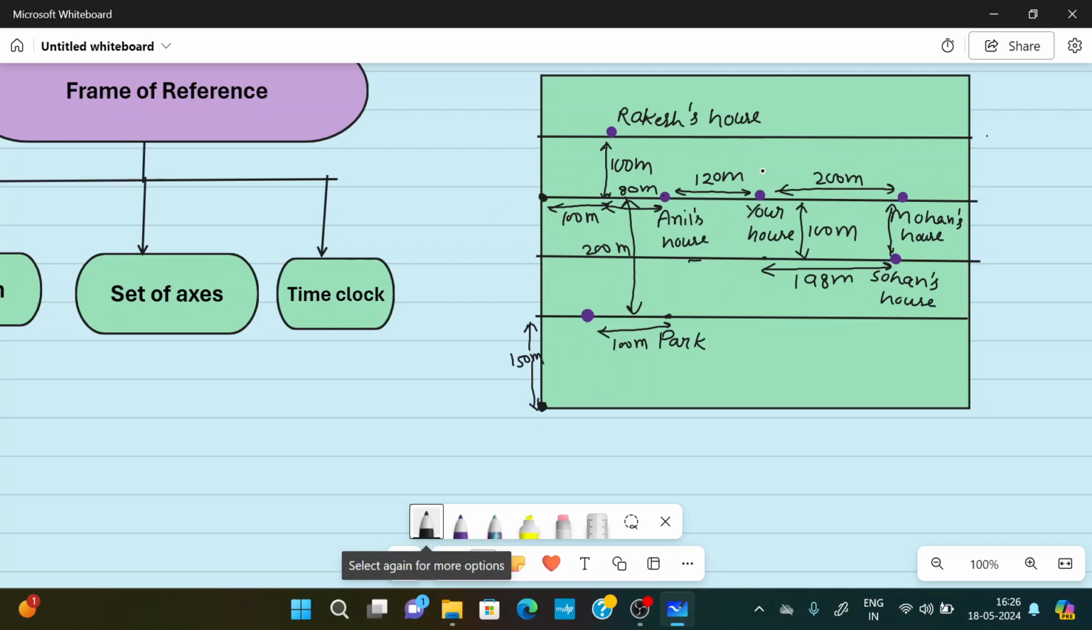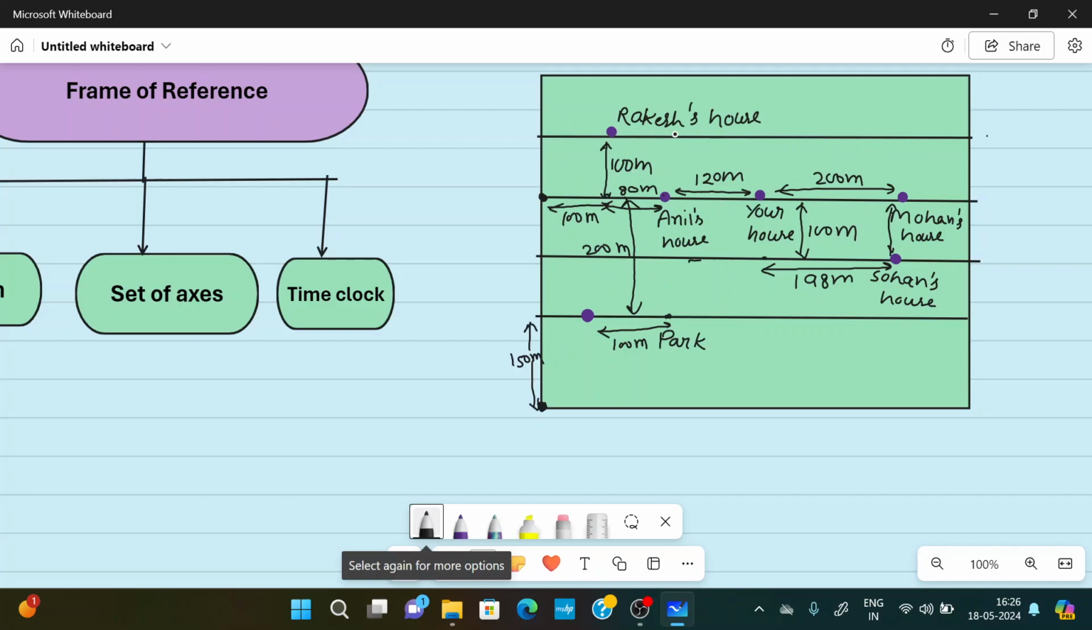Now you want to invite your friend Rakesh to your house, who is not living in your street. Then how do you describe the position of your house to Rakesh? Because the motion involved is in two directions, you need to choose two reference lines, one vertical and the other horizontal, which are passing from Rakesh's house.